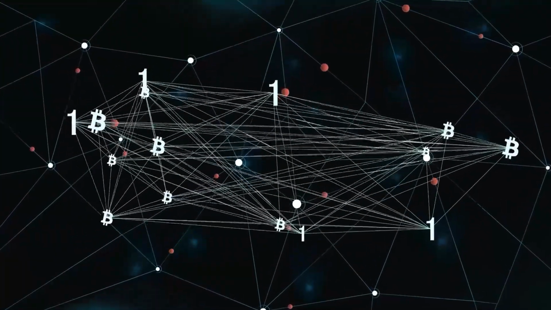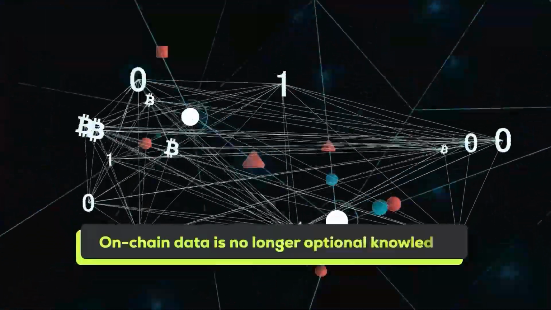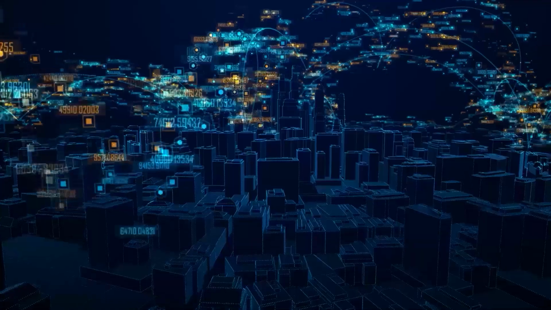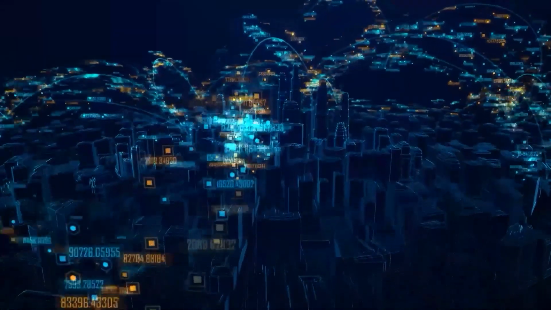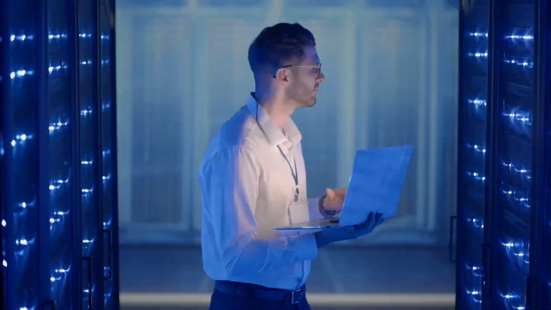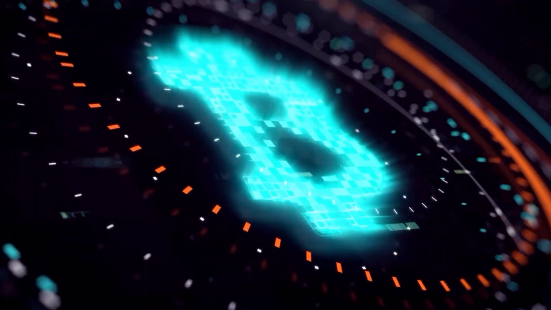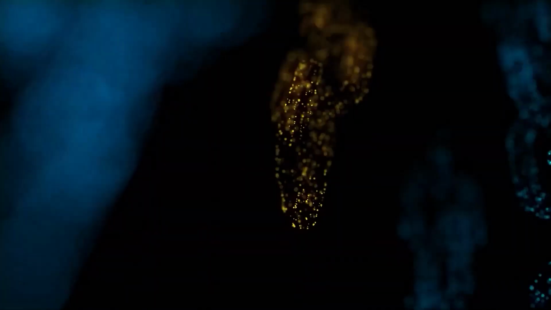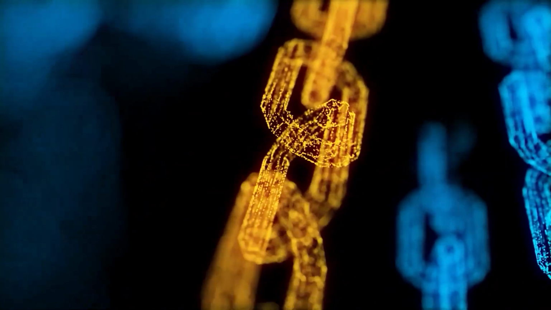By 2026, on-chain data is no longer optional knowledge. Markets move faster. Information spreads instantly. Those who rely only on headlines react late. Blockchain data does not lie. It records actions, not promises. You do not need to be an expert. You only need to know where to look.